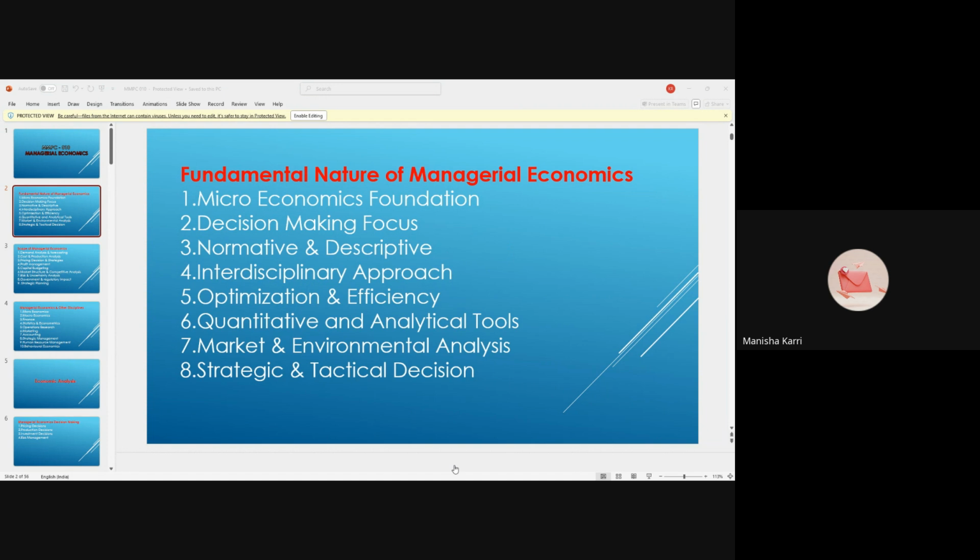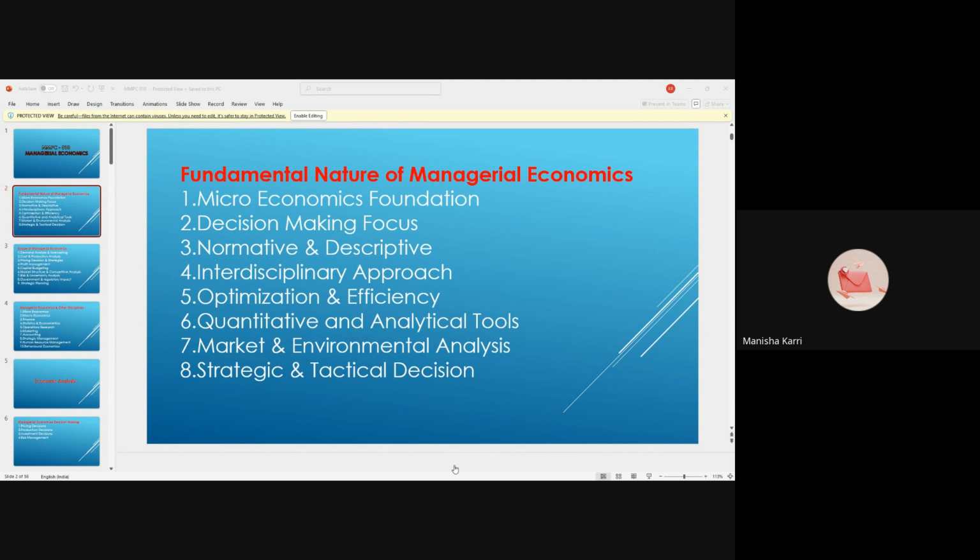Coming to the interdisciplinary approach. Generally, this approach integrates concepts from various disciplines such as finance, marketing, economics, operations research, and statistics to solve complex business problems. This is the interdisciplinary approach, and it is also one of the important fundamental natures of managerial economics.